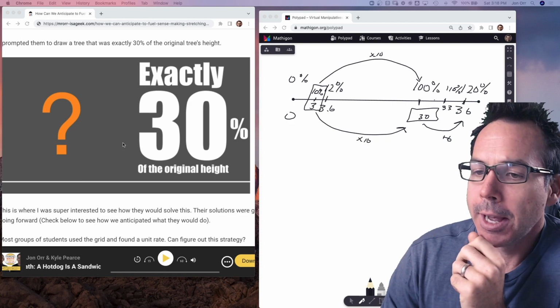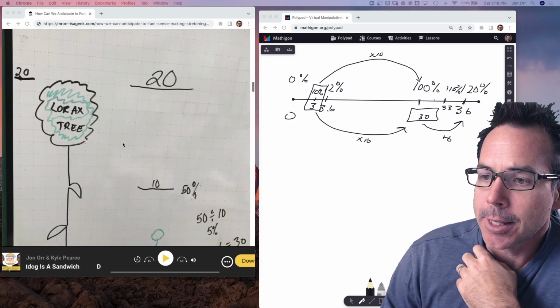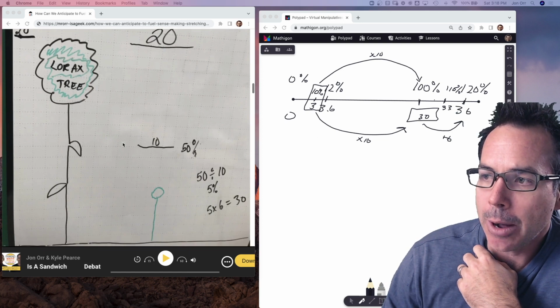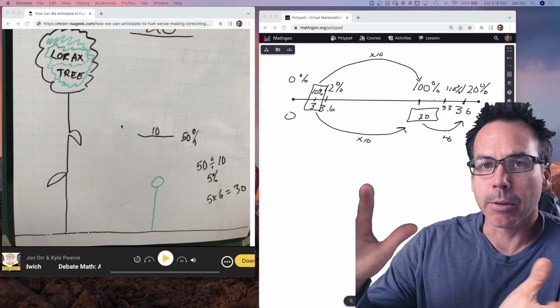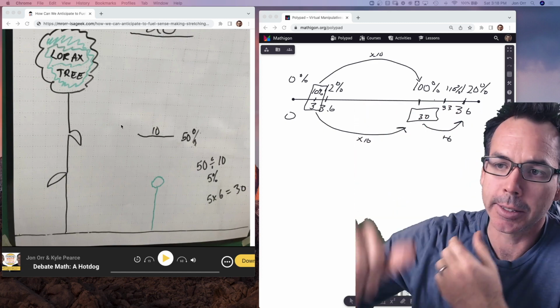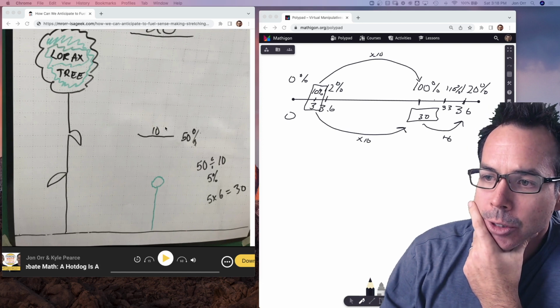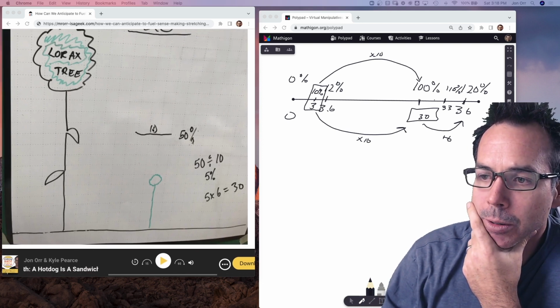This is where you want to watch and listen to students' strategies, because this is where you're going to start to see how they develop that fluency along the number line. And again, the tree, if I just tip the number line up, I now have a vertical number line, and it's what's happening here. So students, in this particular one, said, you know what, 50% is 10 because it was 20 units tall.